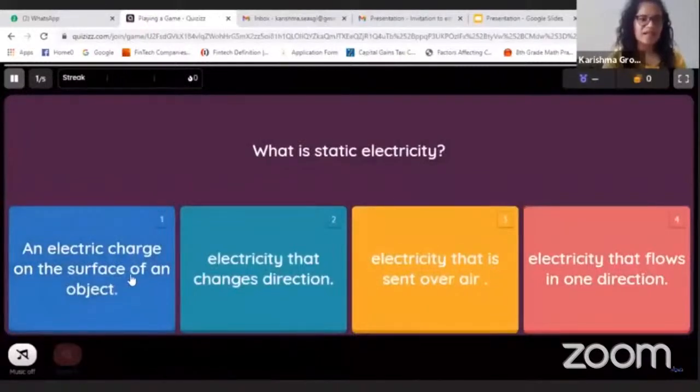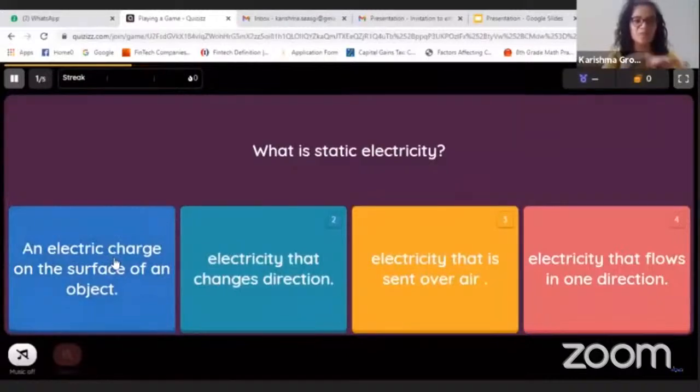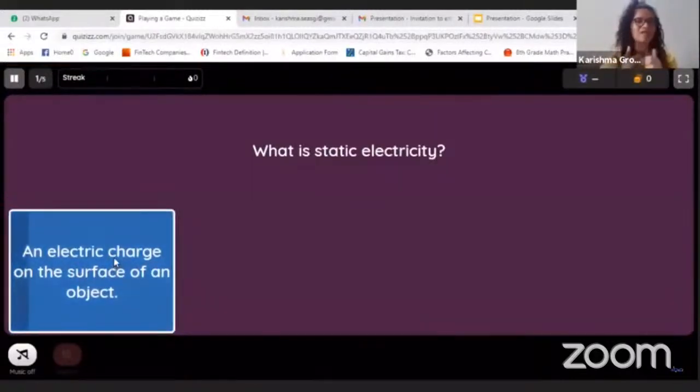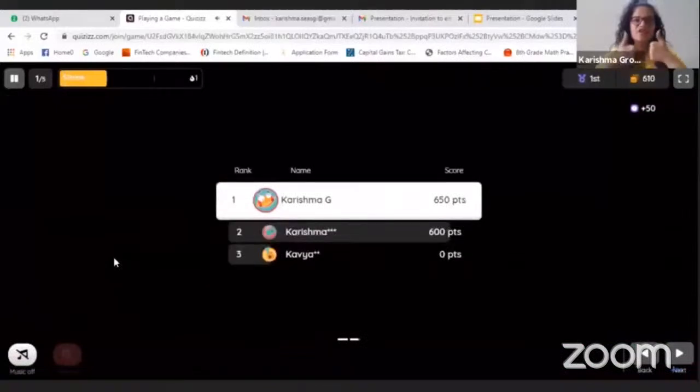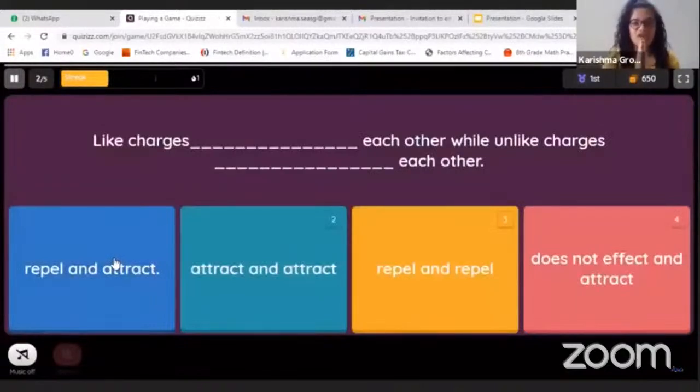Okay, what is static electricity? An electric charge on the surface of an object, electric charge that changes direction, electricity that is sent over air, electricity that flows in one direction. Does it flow in one direction? No. Is it sent in the air? No. Does it change direction? No. So it's an electric charge on the surface of the object. Remember the rod when we were rubbing it? It's on the surface of the object. Did everyone get it correct? Good job. Okay, let's go ahead.